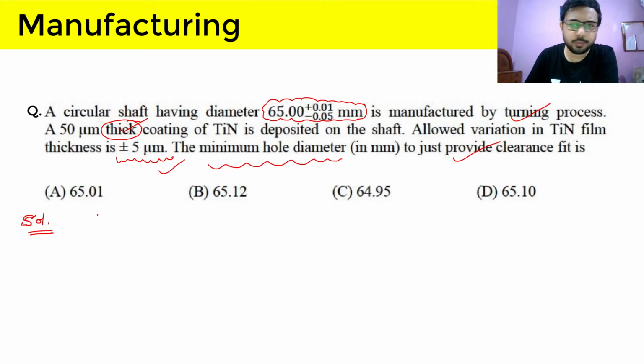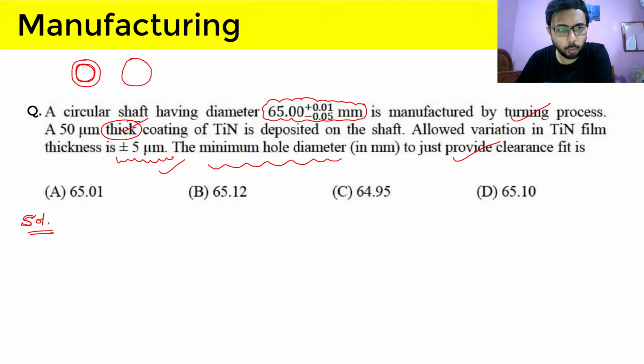So what is the solution that we have to do here? First of all, the minimum hole diameter to just provide a clearance fit is asked. So we have to calculate the diameter of the hole. What we have been provided with is this shaft size, and over this shaft a coating is applied, and we have to find the value of the hole which provides minimum clearance.